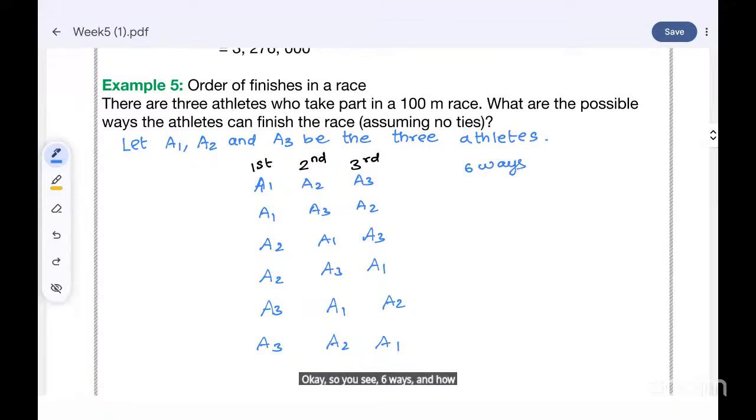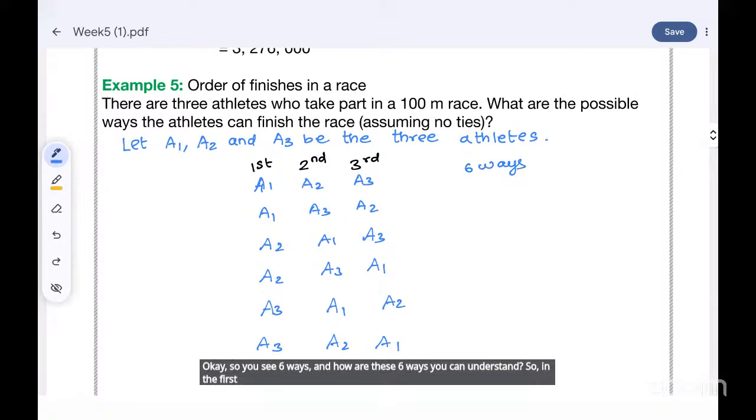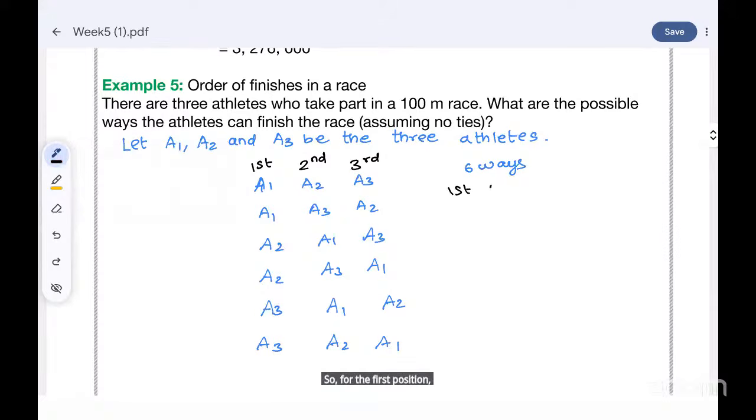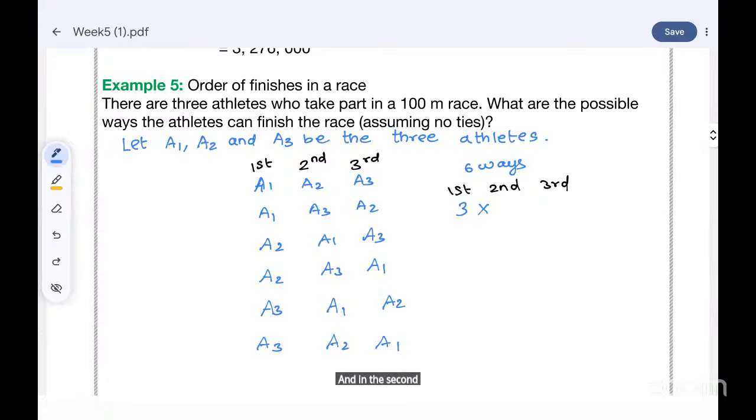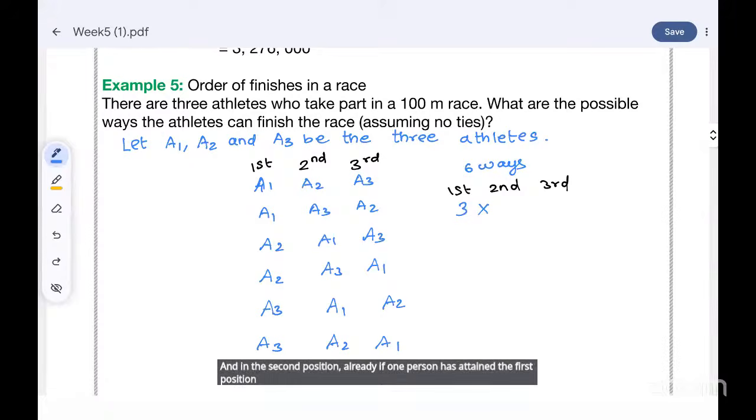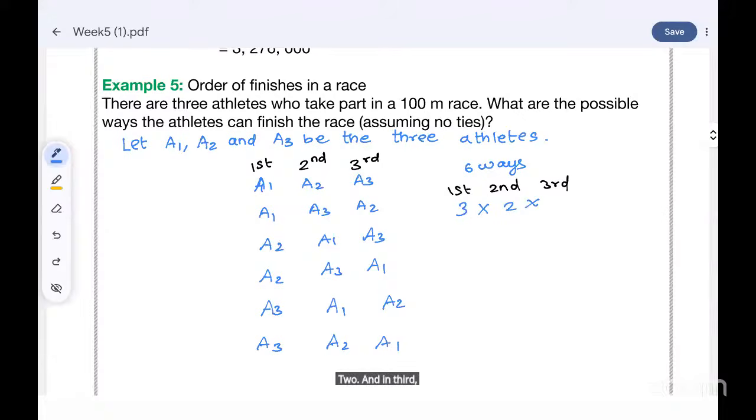And how can you understand these 6 ways? For the first position, any of the 3 can come. And in the second position, if one person has already attained the first position, how many possible persons are there for the second position? So, 2. And in third, 1. So totally 6 possible ways. This is again a problem similar to the previous problem, right?